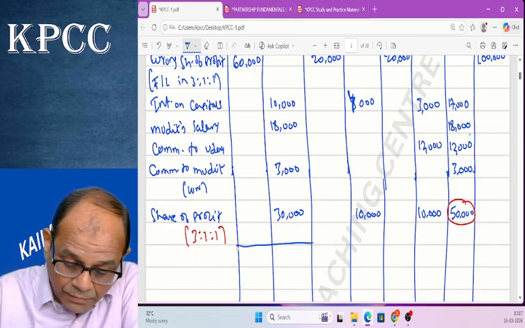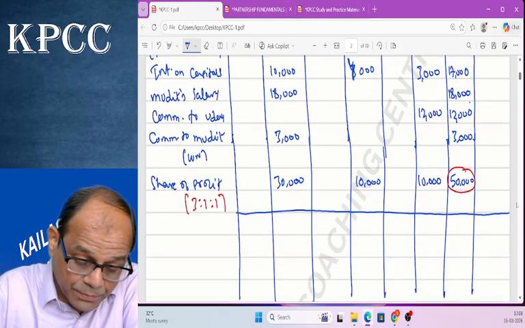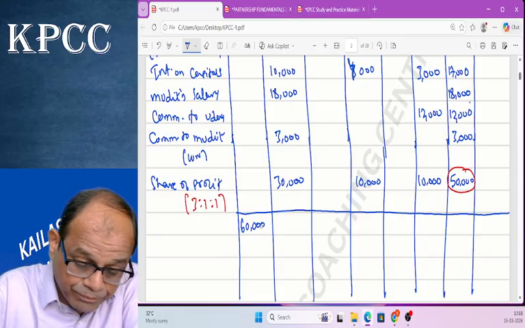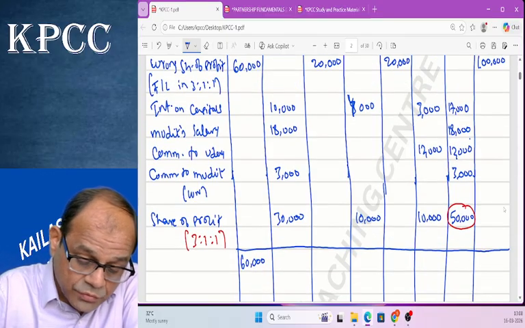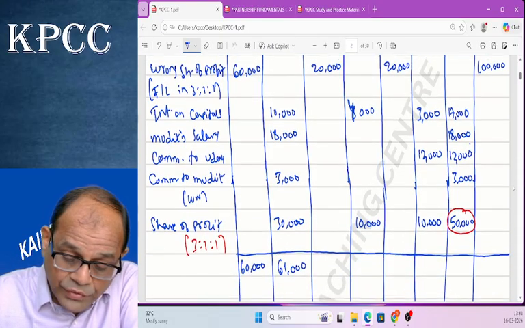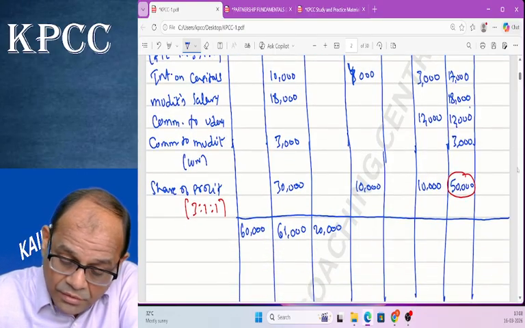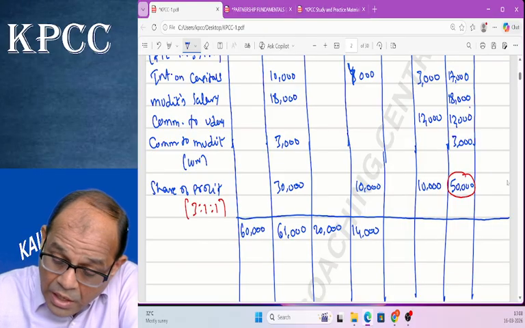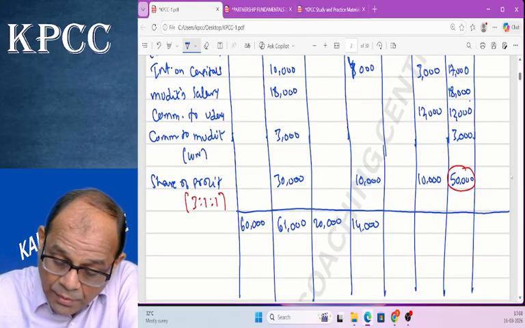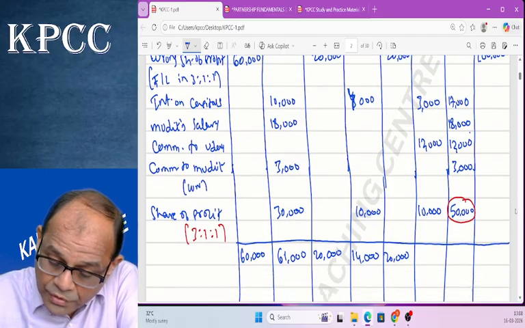Put a big total line like this. Get the totals of each column separately. 60,000, and this total is how much? 28, 31, 61,000. Just get the totals of each column separately. 20,000 and this one 14,000. And here, for Uday, the debit total is 20 and the credit total is 25,000.